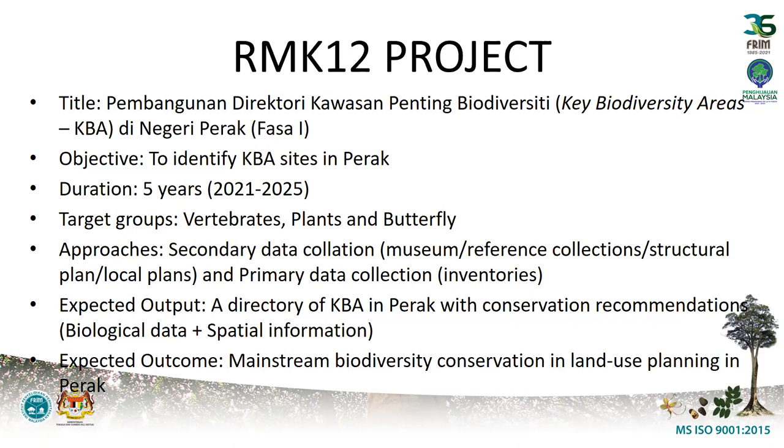Jadi approach yang kita gunakan, first kita akan dapatkan secondary data collection yang mana kita tahu memang ada data. Satu perkara yang sering dilupakan sekarang adalah data-data dari museum. And then reference collections, kita tahu daripada FRIM ada, IMR ada, banyak universiti-universiti juga ada reference collections. And then bila cerita mengenai planning, kita akan masuk juga structure plan yang mana rancangan struktur negeri, local plans di peringkat tempatan dan daerah, yang mana kita akan embedkan, kita akan overlaykan juga dengan primary data collection. So maksudnya based on inventories, we go to the ground, apa yang kita boleh sample, kita akan sample, and then these two information kita akan combine to come up a directory of KBA Perak.